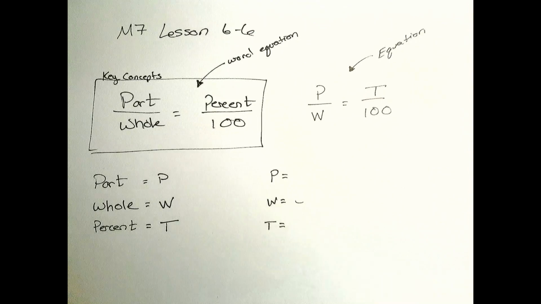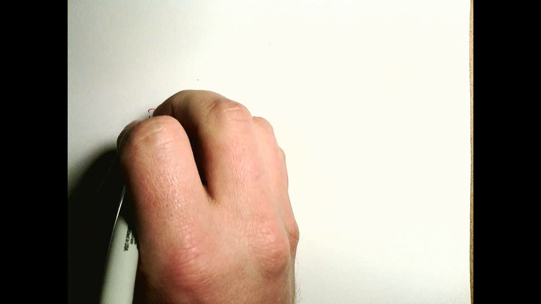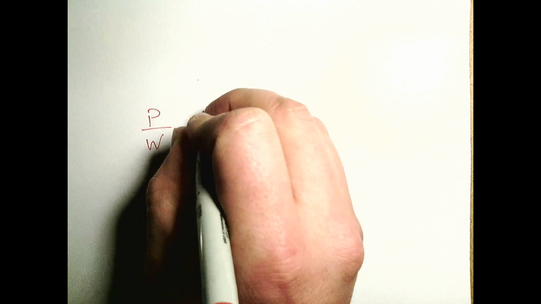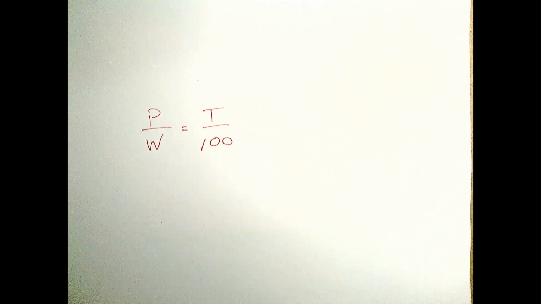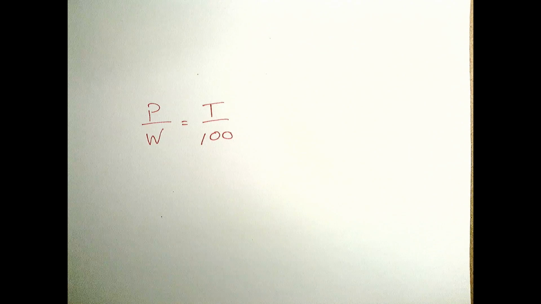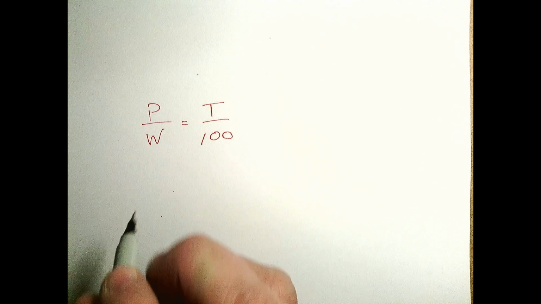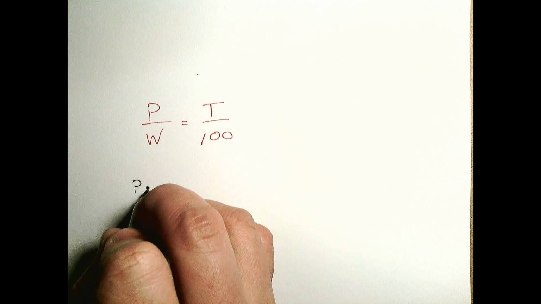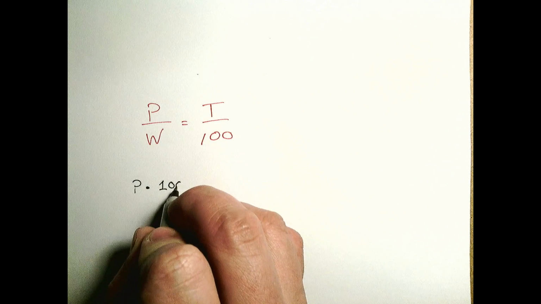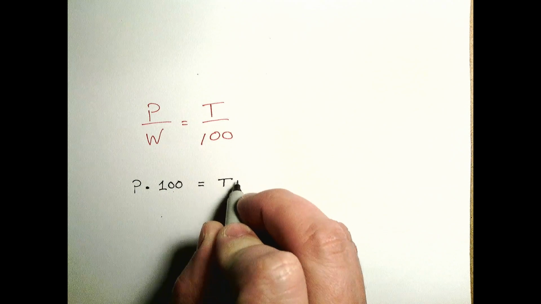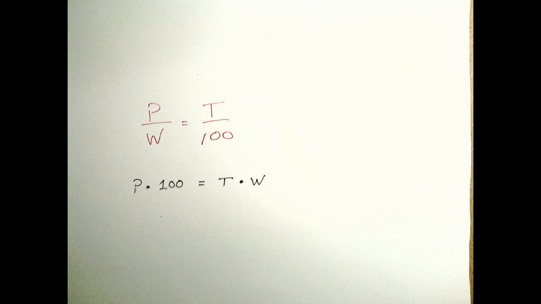I'm going to set this one off to the side for just a second, and switch to a different color here. I want you to think P, W, T over 100. Let's start by finding the cross product of this. So what am I going to have? P times 100 equals T times W.